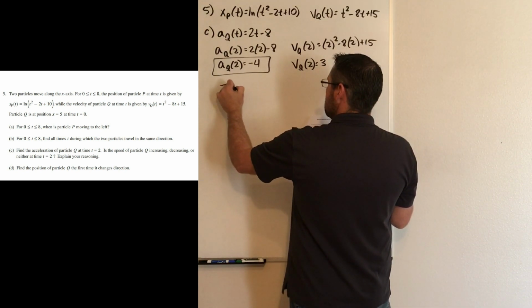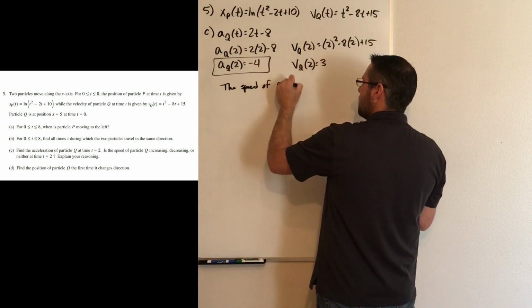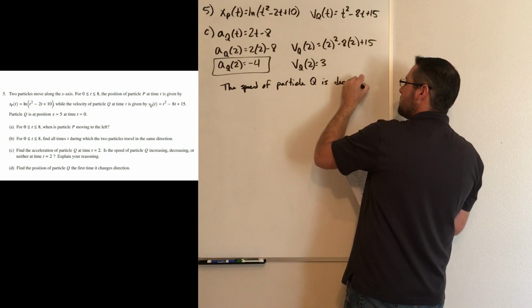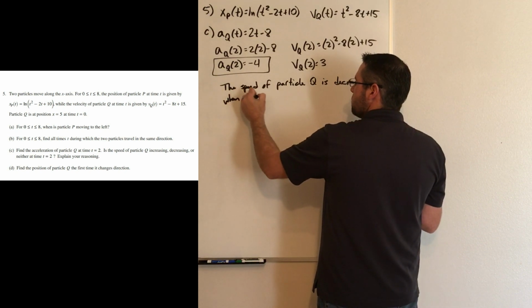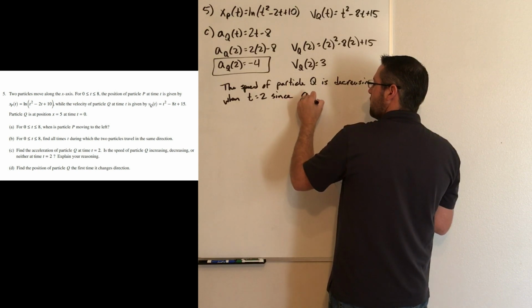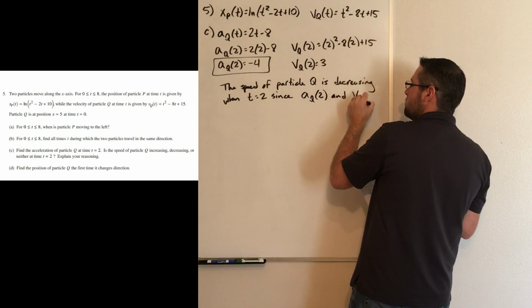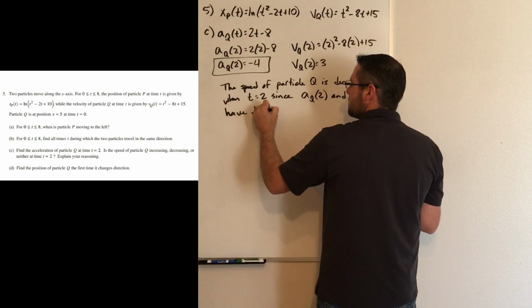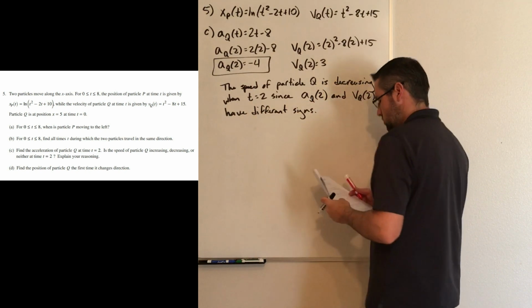So the speed of particle Q is decreasing when t equals 2, since a sub Q of 2 and v sub Q of 2 have different signs. All right, so that's your answer there.